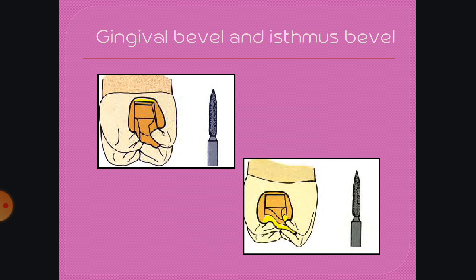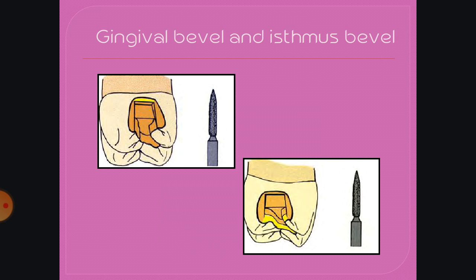Then after making the proximal flare and finishing it with the help of the burr, again we have to make two more things, that is a gingival bevel and an isthmus bevel. Gingival bevel, as you can see in the picture, is prepared using a flame shaped diamond. Even the isthmus bevel is made with the help of a flame shaped diamond.